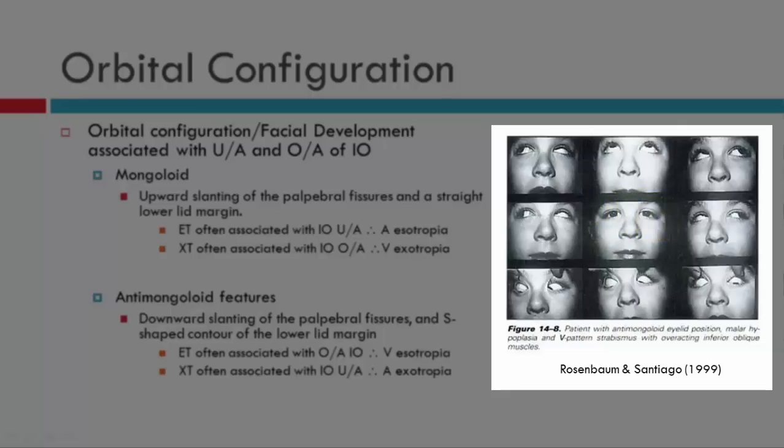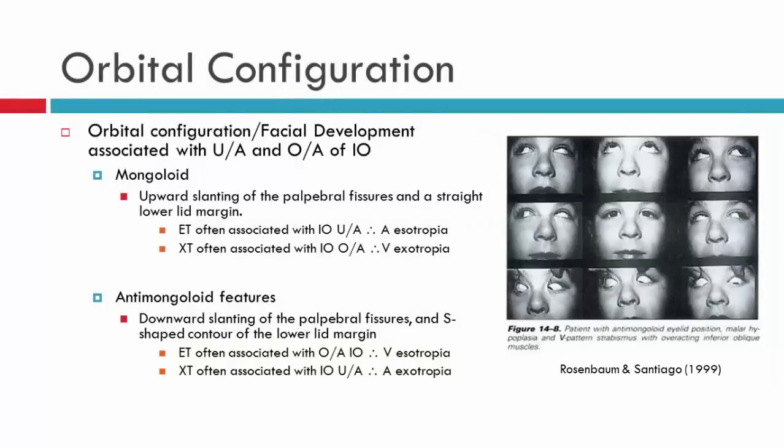Okay, these are often associated with a VESO or an AXO, and mongoloid features are often associated with AESOs and VXOs. And here I've actually given to you that in a mongoloid patient, an ET is often associated with an inferior oblique underaction, which is what results in the AESO. And often their XTs have inferior oblique overactions where we see a VXO.